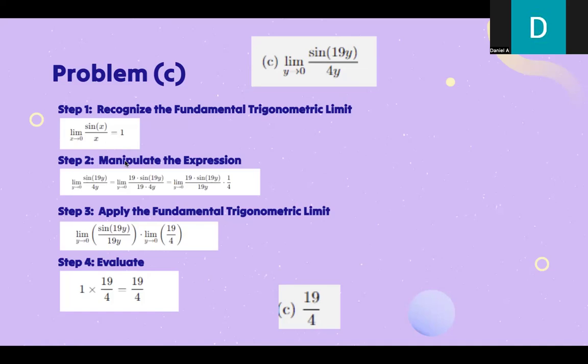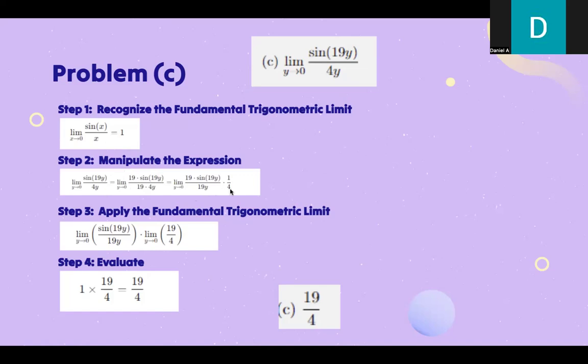Notice that the expression inside the sine function is 19y rather than just y. To make it easier to apply the fundamental limit, let's rewrite the limit so that it resembles the standard form. And as you can see, we got our little question right here. And then we go to this, 19 times sin 19y and 19 times 4y over, yeah. And then we just multiply those two out. And then we got to multiply by 1 over 4.